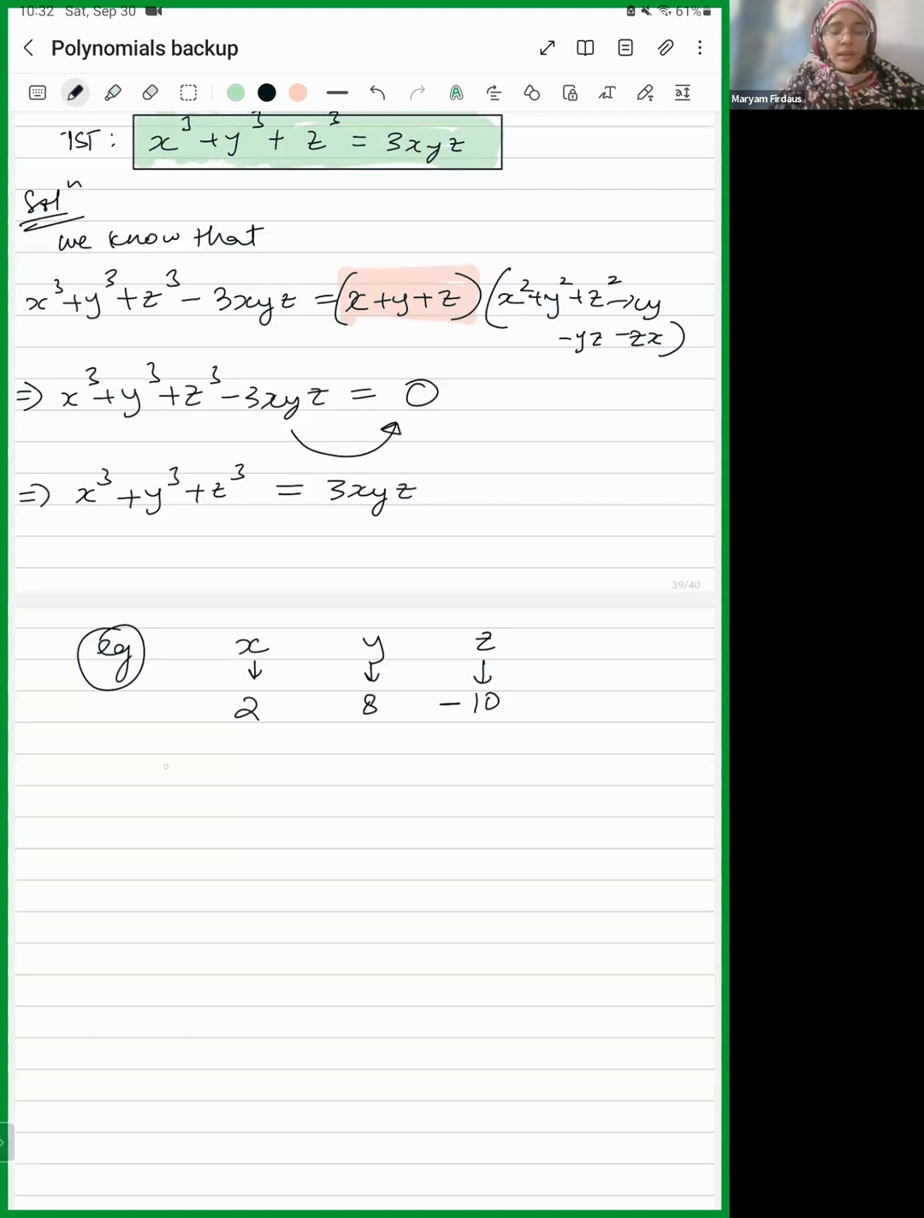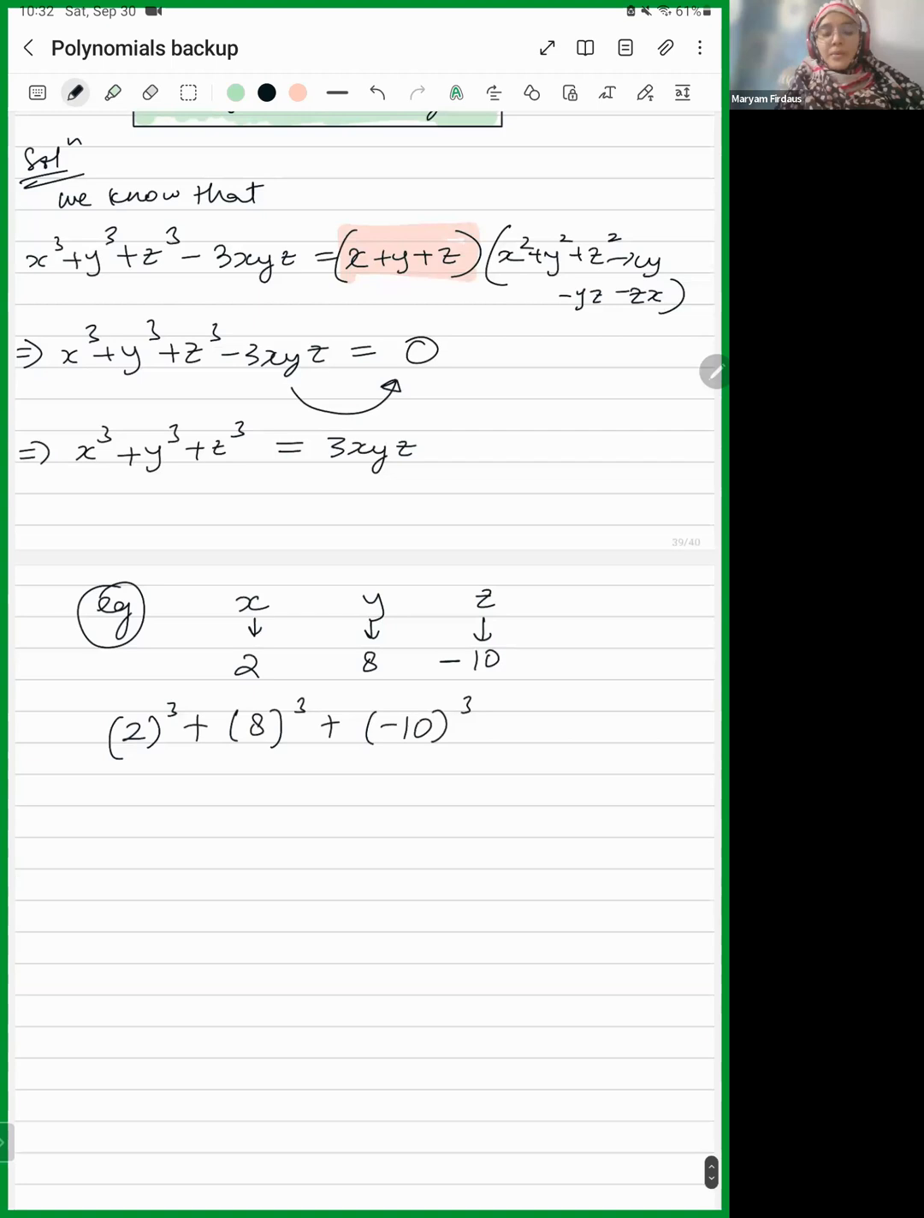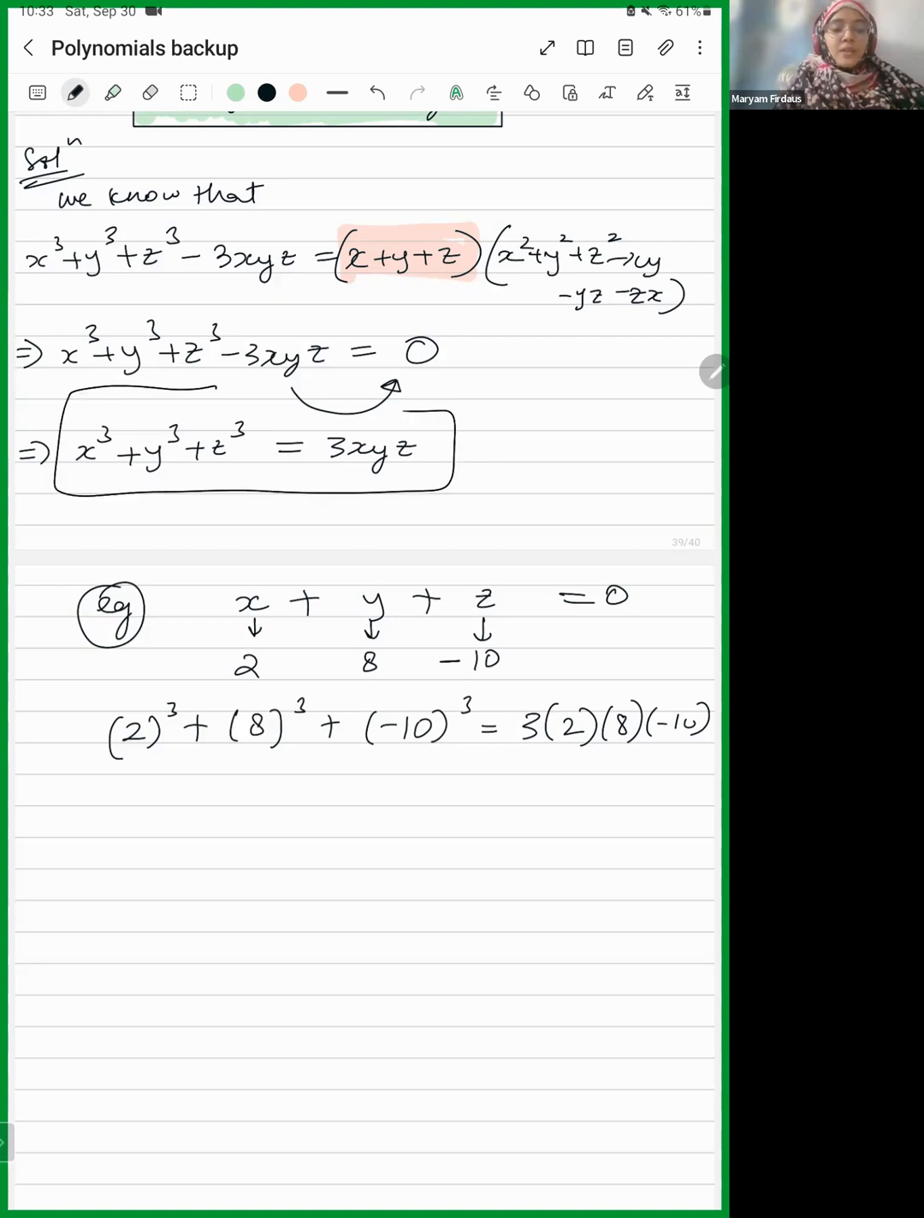Now, if someone asks you to find 2 cube plus 8 cube plus minus 10 cube, I know it's pretty easy to just calculate their cubes, but what if you have bigger numbers? So we can verify that this is going to be equal to 3 times 2 into 8 into minus 10, that is 3xyz. How and why? Because x plus y plus z is equal to 0. Can you see? 2 plus 8 is 10, minus 10 is 0. So since x plus y plus z is 0, that is why we can apply this: x cube plus y cube plus z cube is equal to 3xyz.